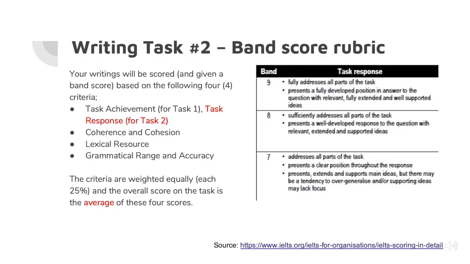For writing task 2, the band score rubric, a band score of 9 fully addresses all parts of the task, presents a fully developed position and answer to the question with relevant, fully extended, and well-supported ideas.